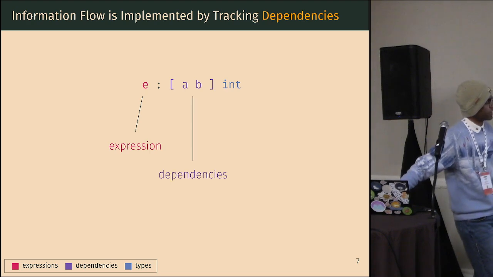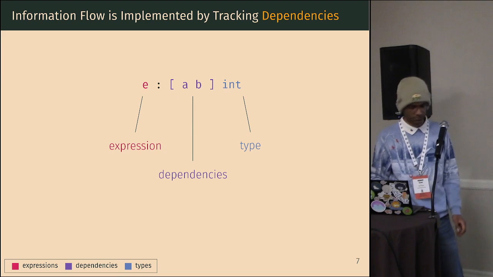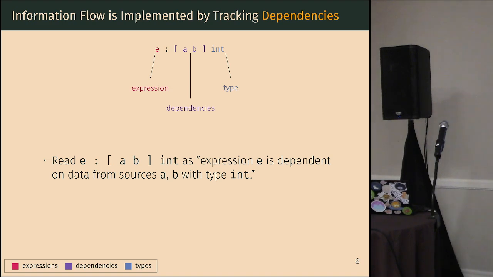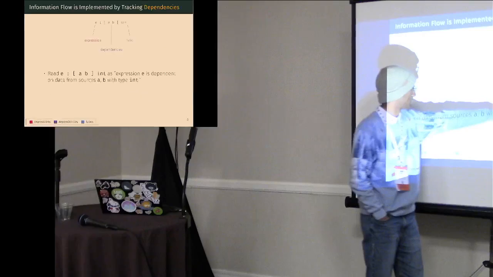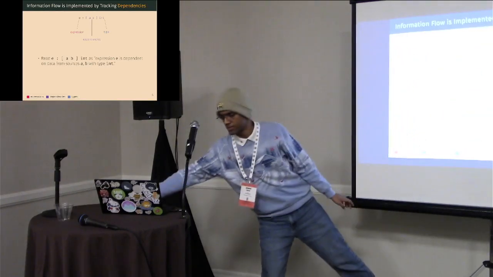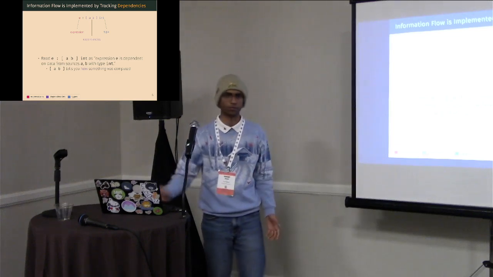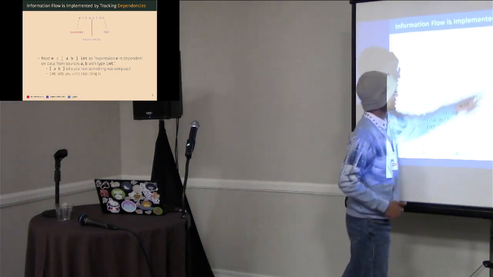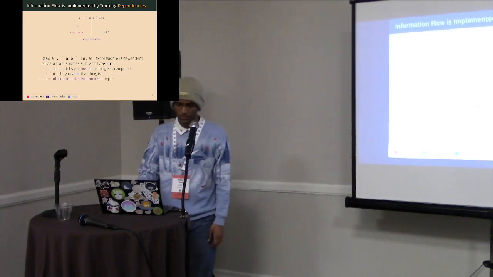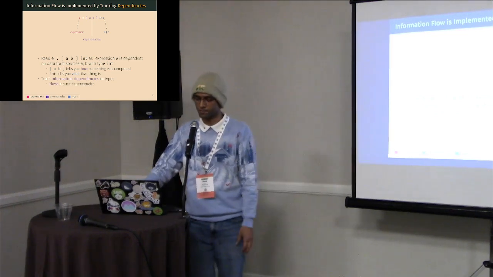E is an expression, A B are dependencies, int is a type. And you can read this as E of type A B int: an expression E dependent on data from sources A and B, with type int. So A and B describes how something was computed. It's a behavioral property, right? We've heard a lot of that here. And int describes the layout of the thing in memory. It describes what it is. And the idea here is that we're going to track information dependencies and types where flows induce dependencies.